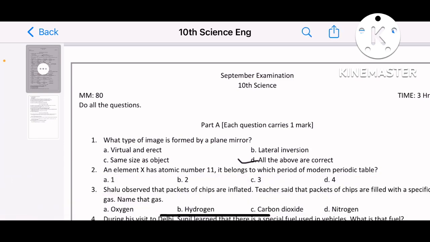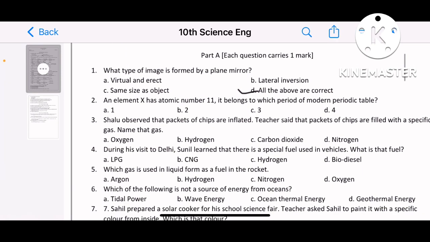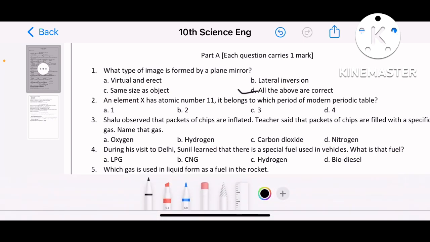Second question, an element X has atomic number 11. It belongs to which period of modern periodic table? Here the atomic number is 11, so we will write its electronic configuration. First shell contains 2, then 8, and the rest is 1. So there are 3 shells, so it belongs to the third period of periodic table.